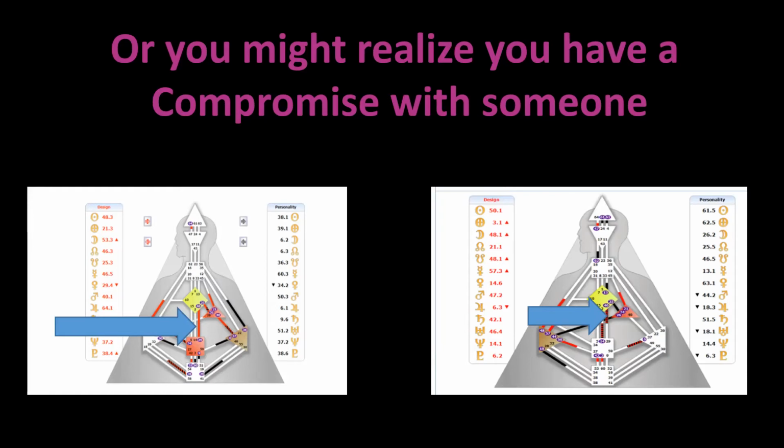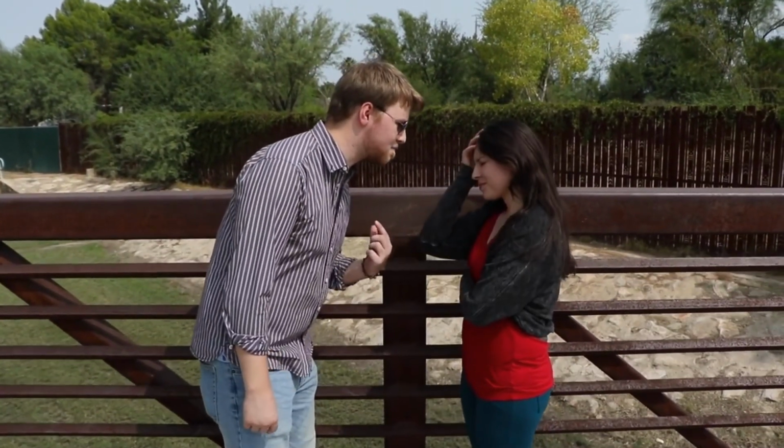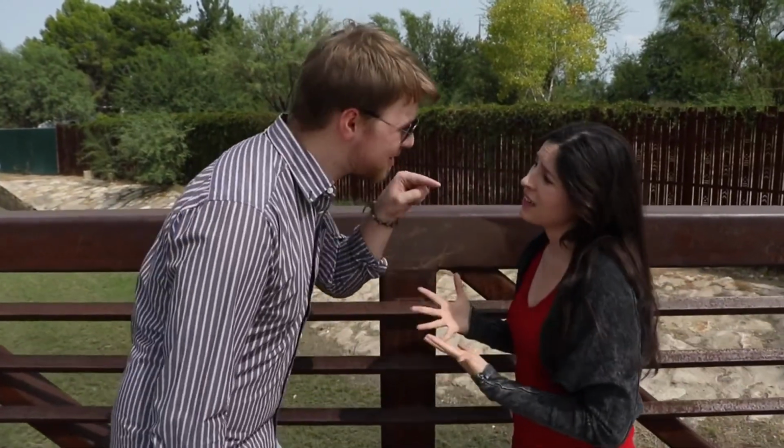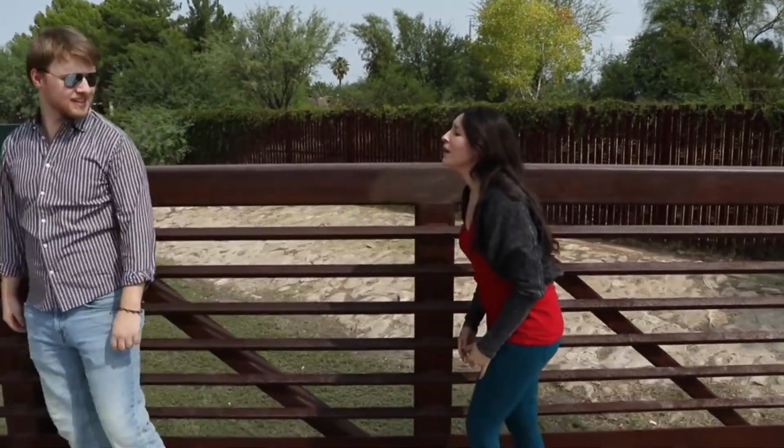The compromise is the hardest part in the relationship dynamic in a composite chart. If you have a compromise, that's the place where you can either love it or leave it, where the eruptions happen in relationships, where breakups might happen. It's in the compromises.